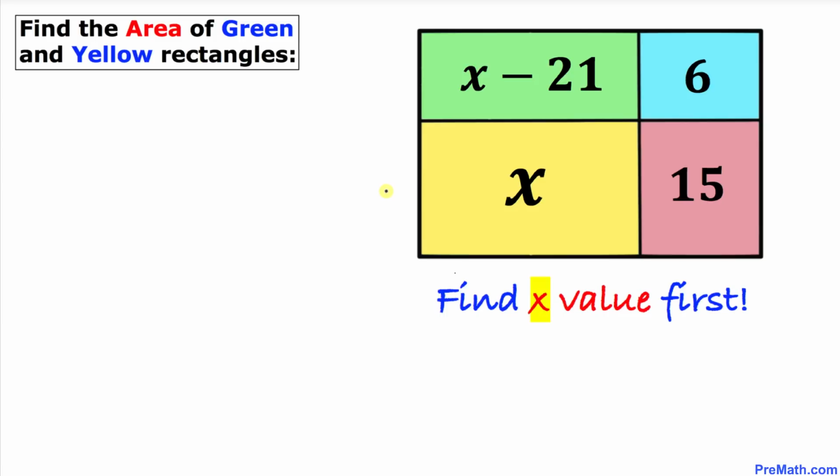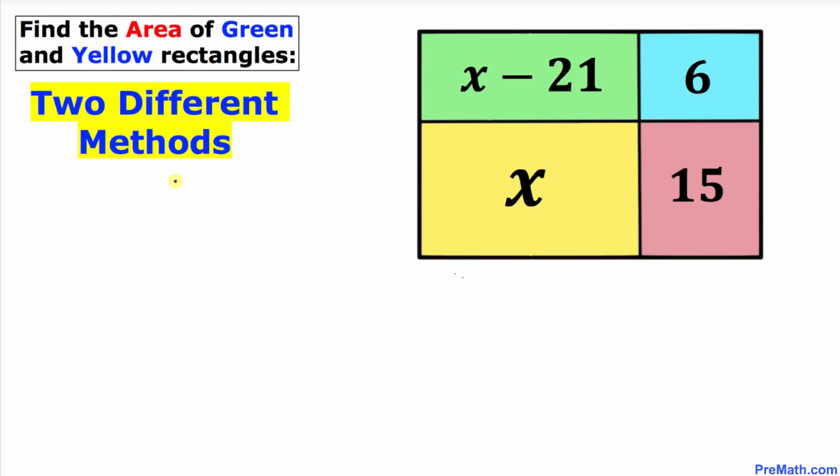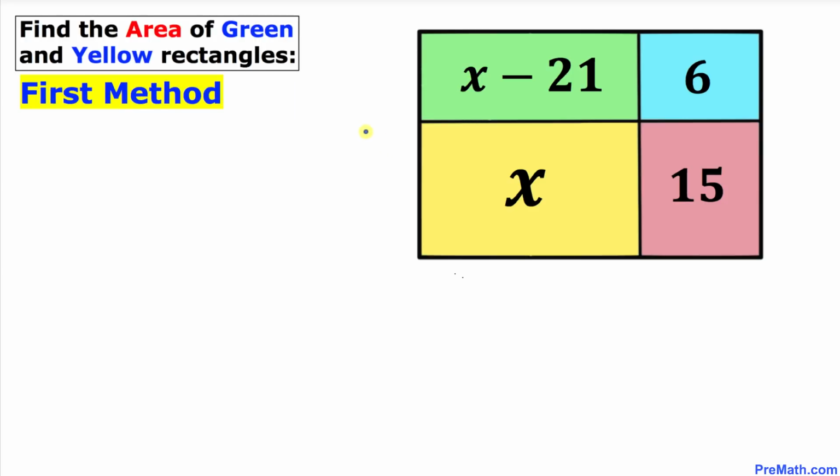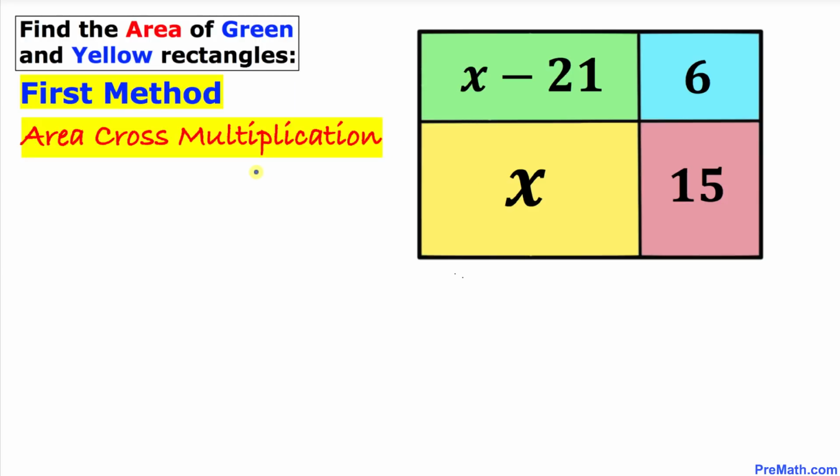Just keep in mind that before we calculate the area of this green and yellow rectangle, we must find the x value first. And moreover, I will show you two different methods to solve this given problem. Here's our very first method, and this is called the area cross multiplication method.